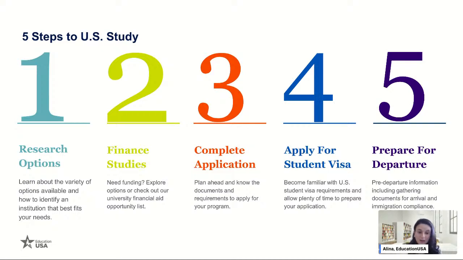Then the second step that you have to consider is to finance your studies. This is one of the most important steps that students have to consider, because it worries them a lot. The cost of studies in the US is very high. So in case they need funding, they need to explore the options or check out the university financial aid opportunity list. The third step is to complete the application.